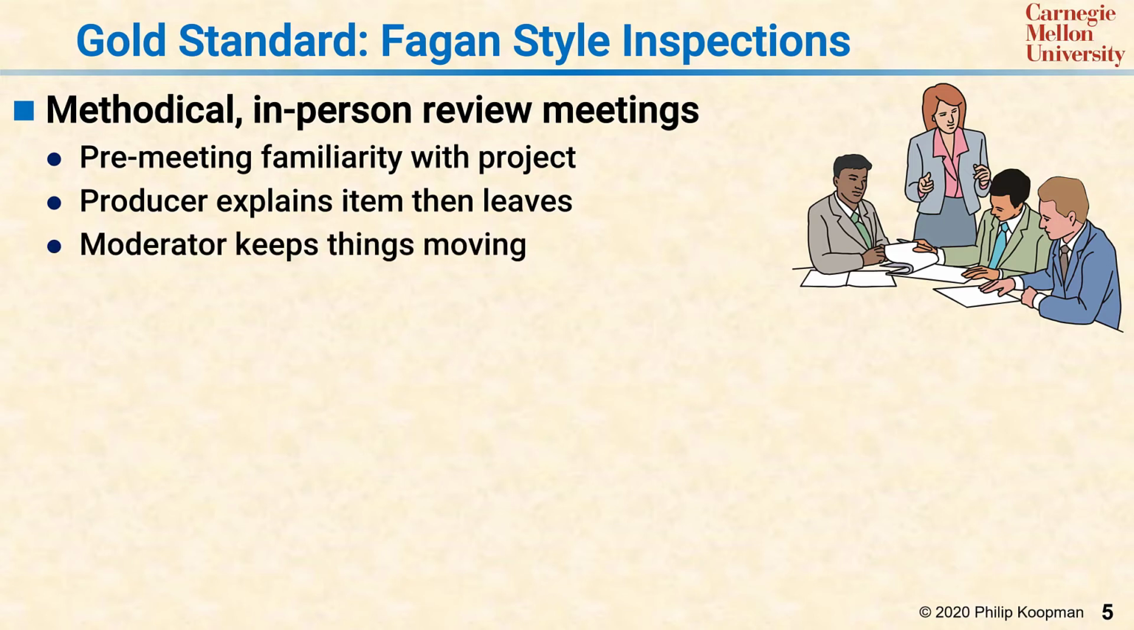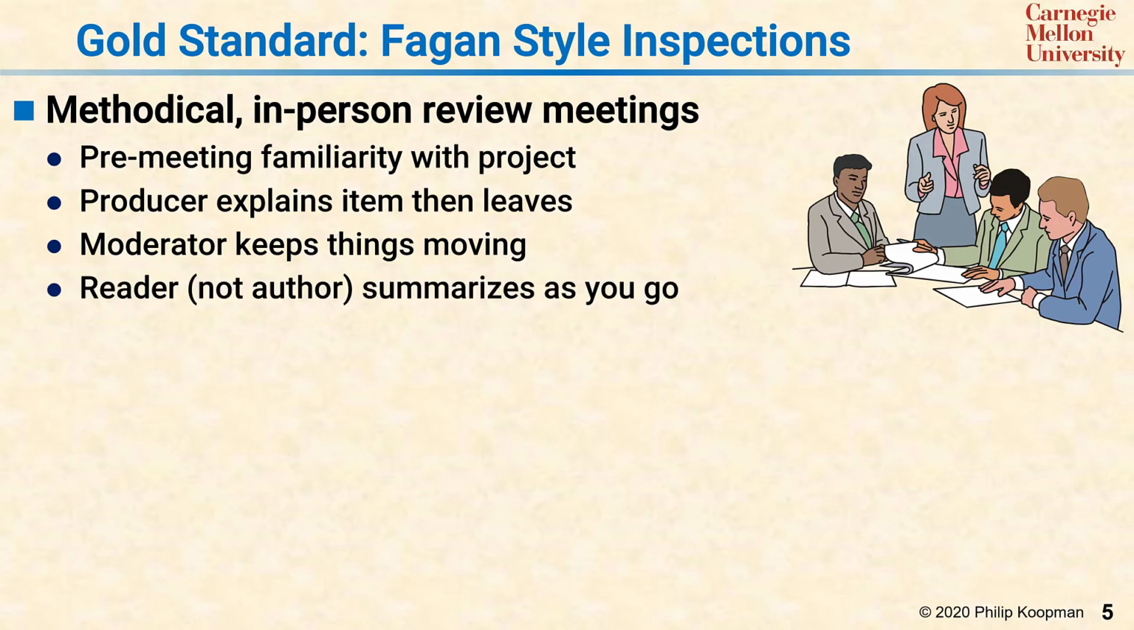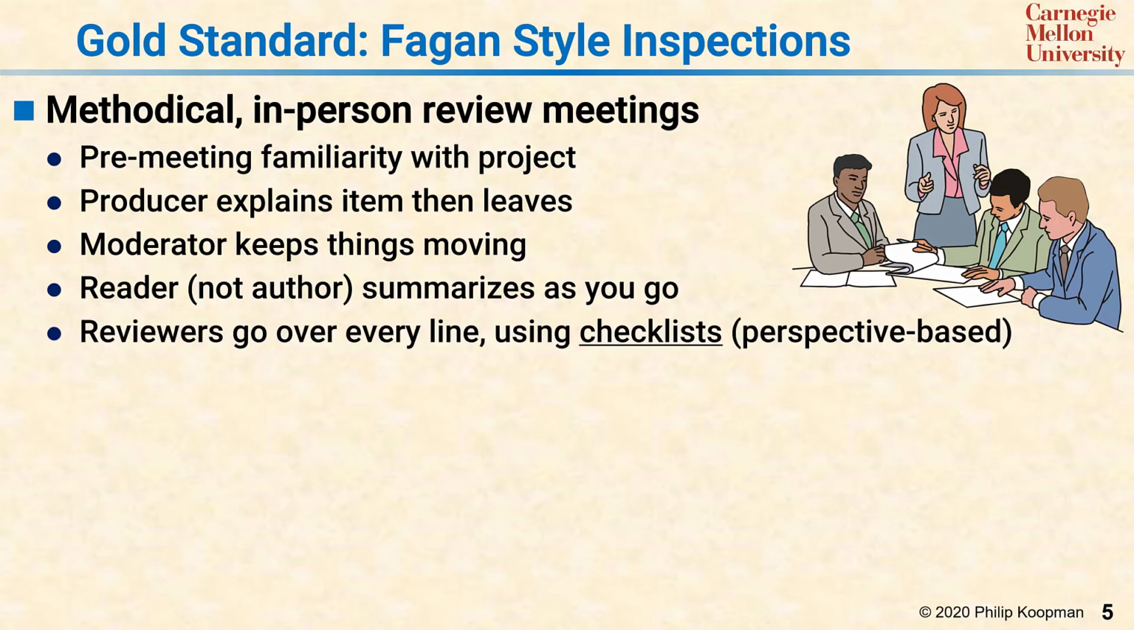A moderator is in charge of the review meeting to keep things moving. A reader, who is not the code author, summarizes the code as the meeting progresses. Generally, the idea is to identify a relatively small chunk of code that logically fits together and review just that chunk. When the review of a chunk is completed, the team moves on to the next chunk. This way, very detailed consideration can be given to small pieces of code with significant focus.